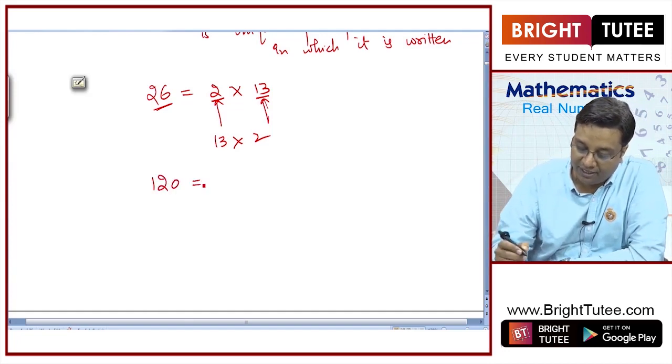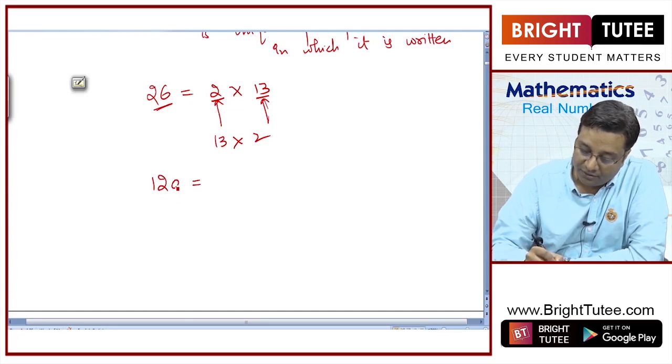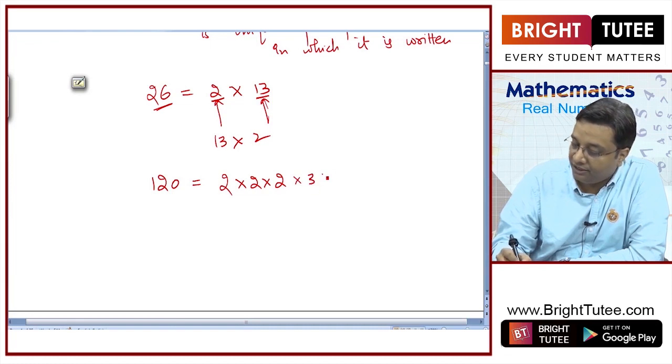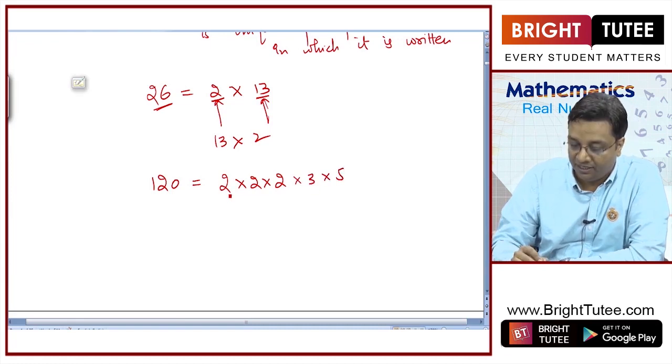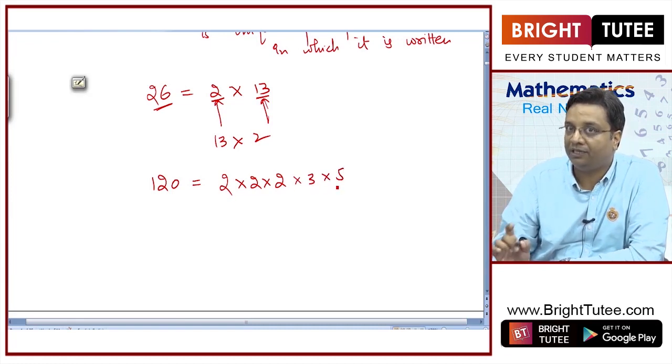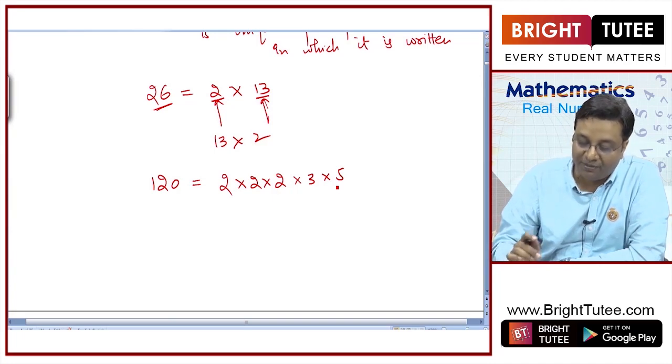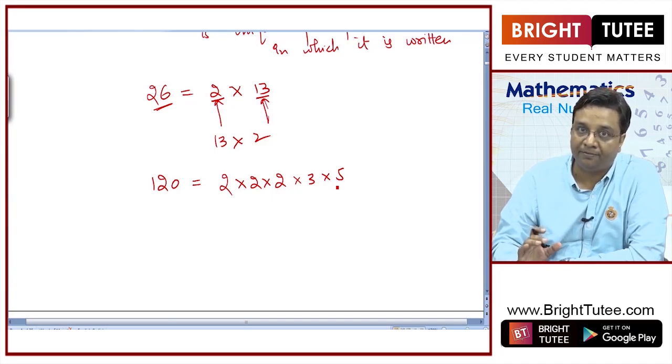120 can be written as, what are the factors of 120? 120's factors are 2 into 2 into 2, 8, then 3 into 5, right? 8 into 3 is 24, 24 into 5 is 120. So this is the prime factorization of 120, right?